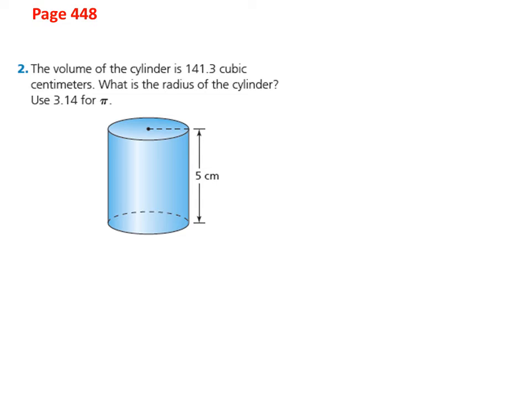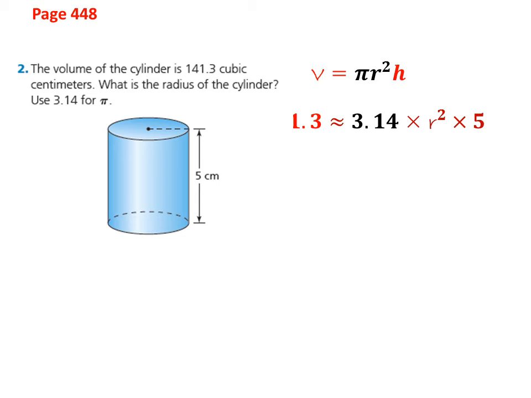The first step, write the formula. V equals pi r squared H. Substitute now. Use 141 and 3/10 for V. Use 3.14 for pi. Use 5 for H. Now we have an equation. Simplify this equation and solve it to find the value of R.